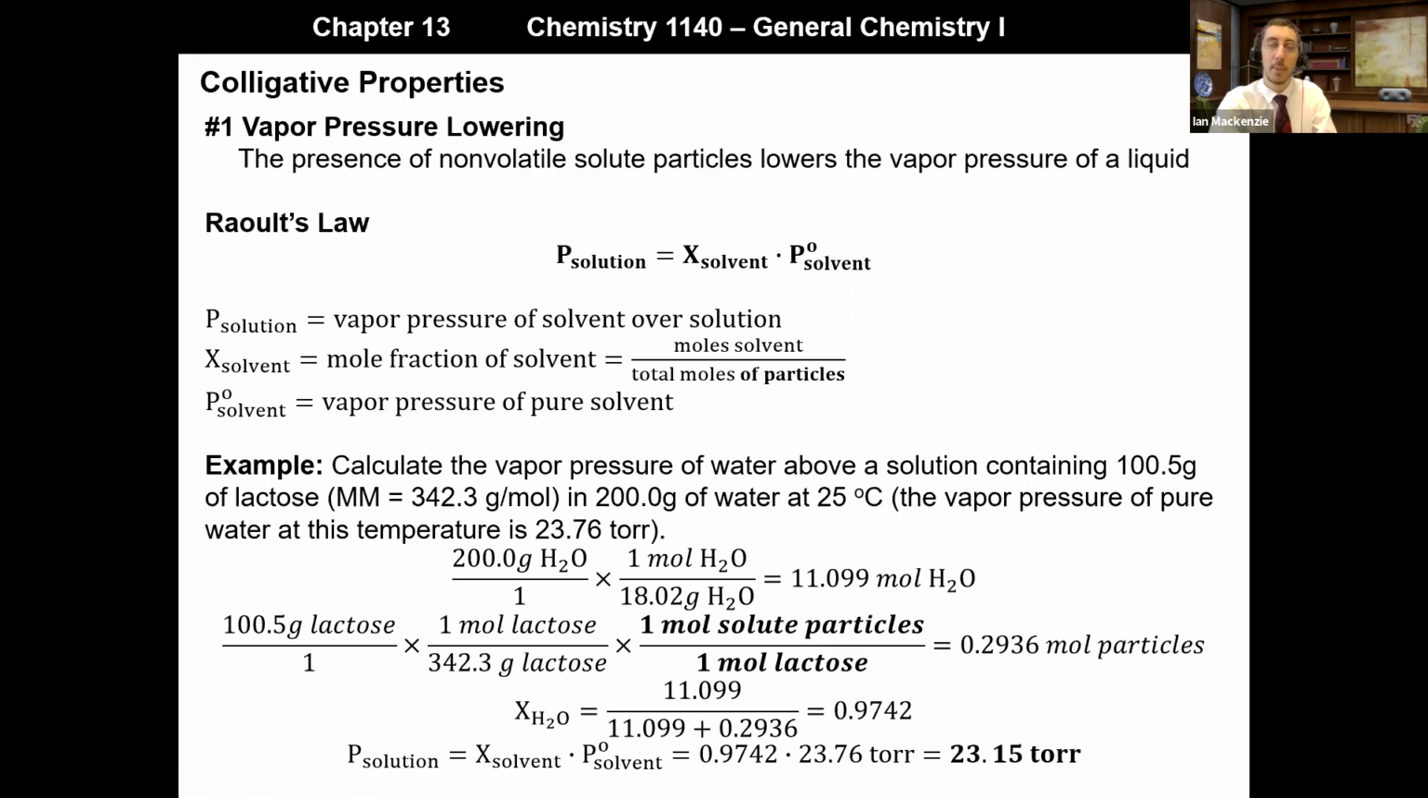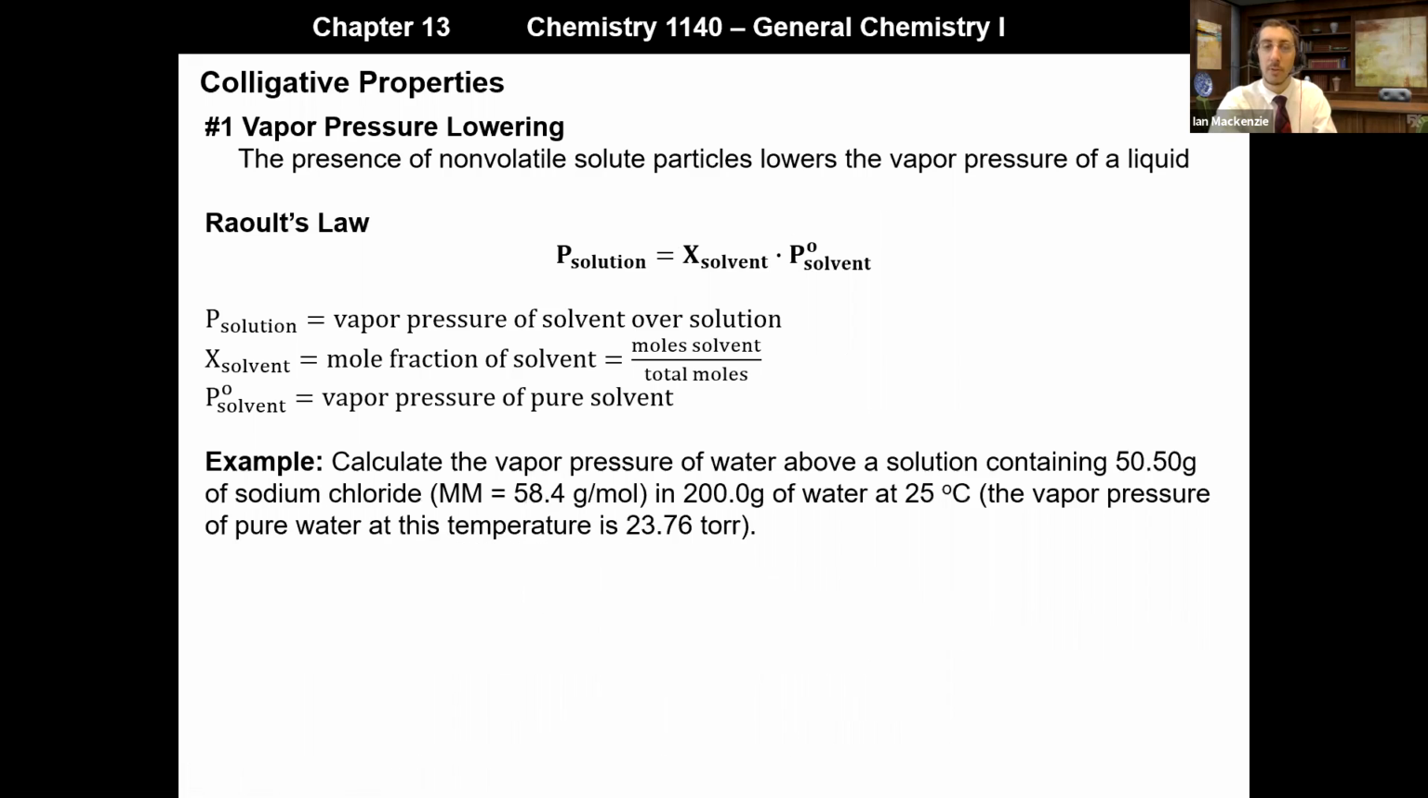Let's do another example, one that may involve multiple solute particles. So we do almost an identical problem, but in this case, the solute is sodium chloride, and we're given its molar mass. In this case, sodium chloride does dissociate into sodium ions and chloride ions. And so we need to account for the total moles of particles when we're calculating the mole fraction.